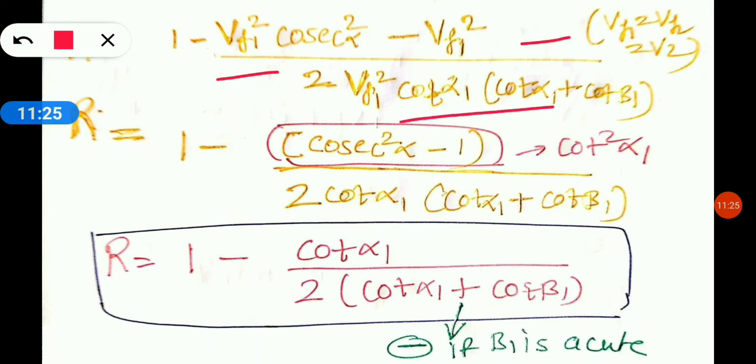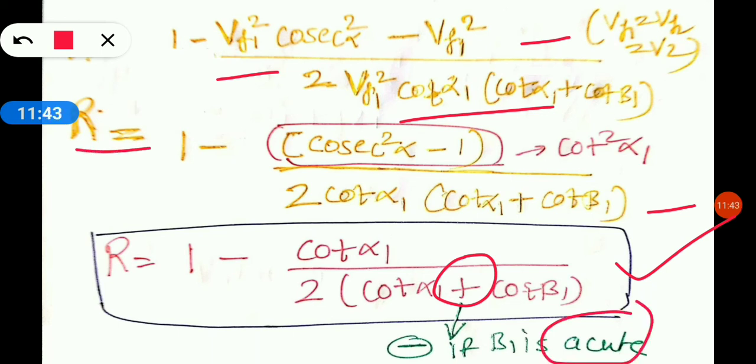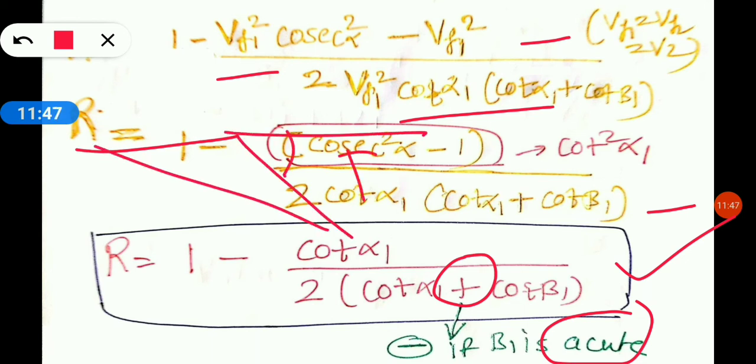And when you solve it, you will be getting this formula: 1 minus cot alpha 1 upon 2 into (cot alpha 1 plus cot beta 1). As you can see here, plus sign. This plus sign is for obtuse beta, obtuse blade angle. But if you are taking acute blade angle, means what? If you are taking this as your blade angle, then you will be getting minus sign. Instead of plus, you will be getting minus.